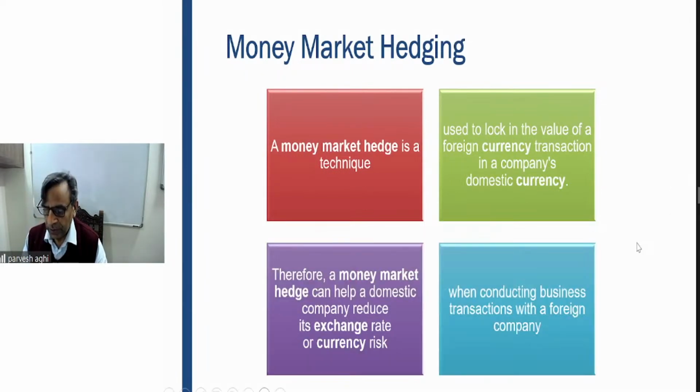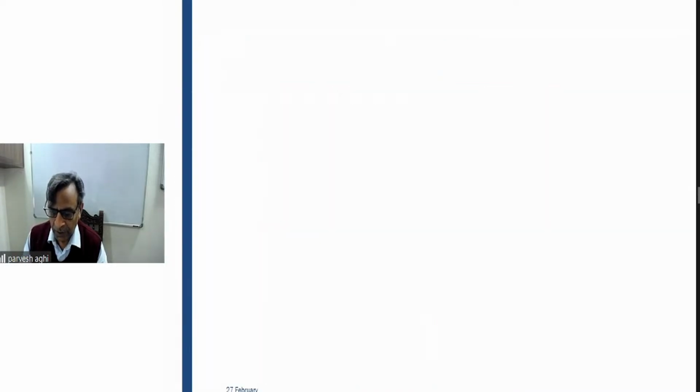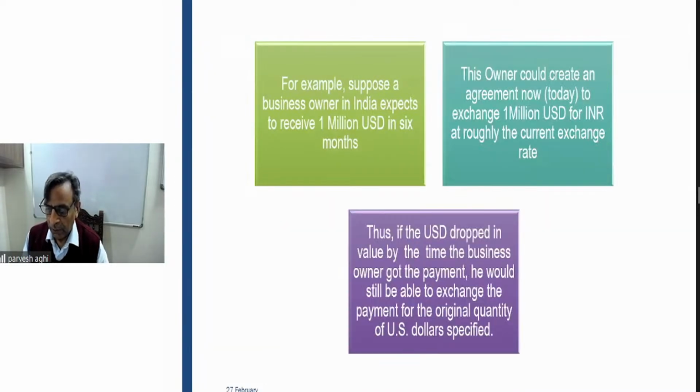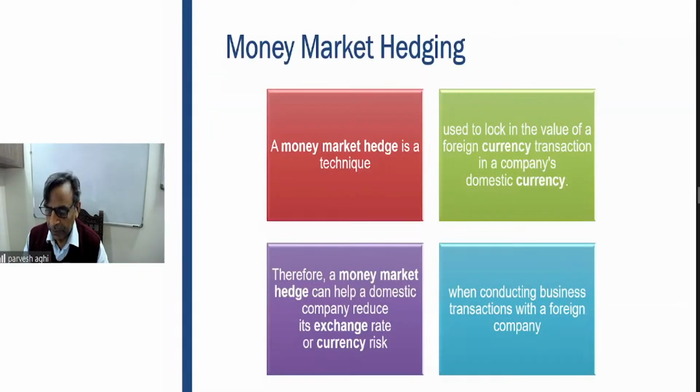Money market hedging is a technique used to lock in the value of a foreign currency transaction in the company's domestic currency. So you are locking in your transaction in domestic currency and hedging yourself. Therefore, the money market hedge can help to eliminate the foreign exchange risk. That is the purpose.